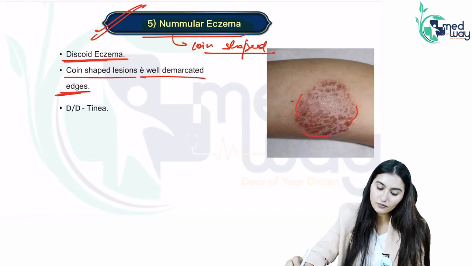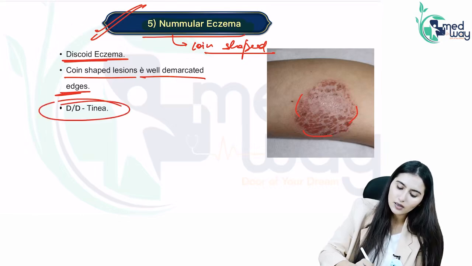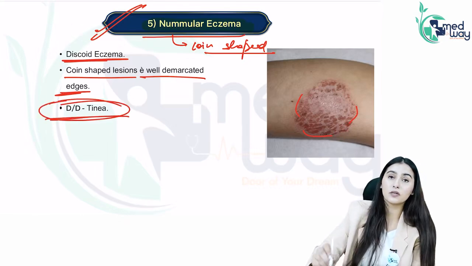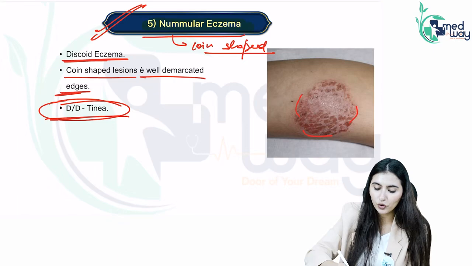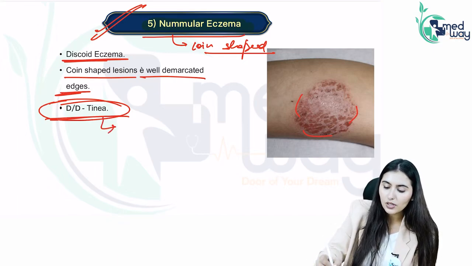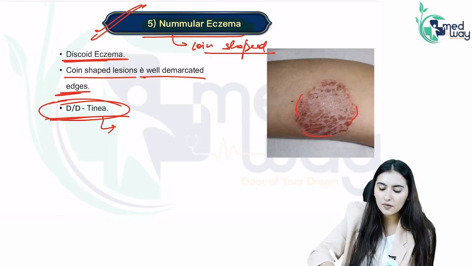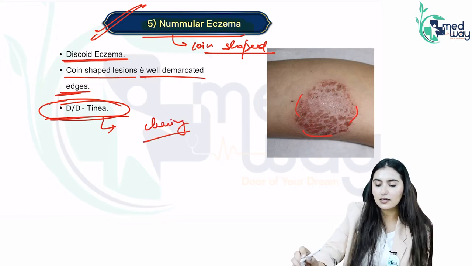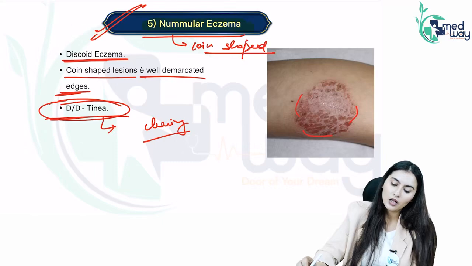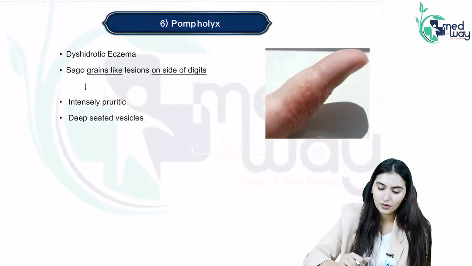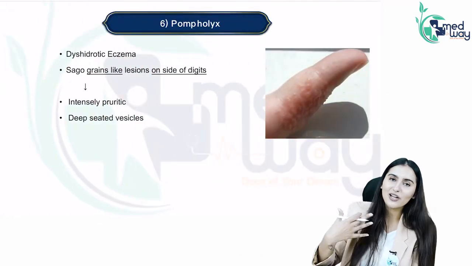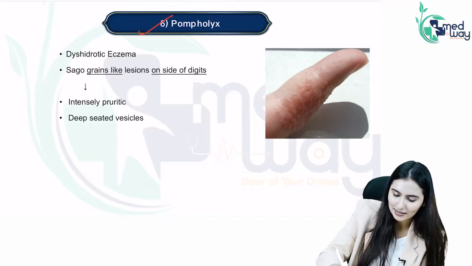Okay. And a very close differential diagnosis is tinea. Tinea is a fungal infection. I've taught you in detail. How will you know that this is nummular eczema and not tinea? Because in tinea, there's a little bit of central clearing. Here, that does not happen. Okay. So, nummular eczema. Okay, there's one more endogenous eczema, which is pompholyx.